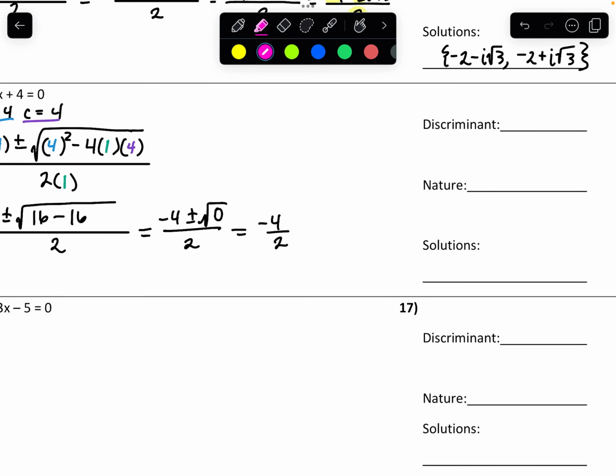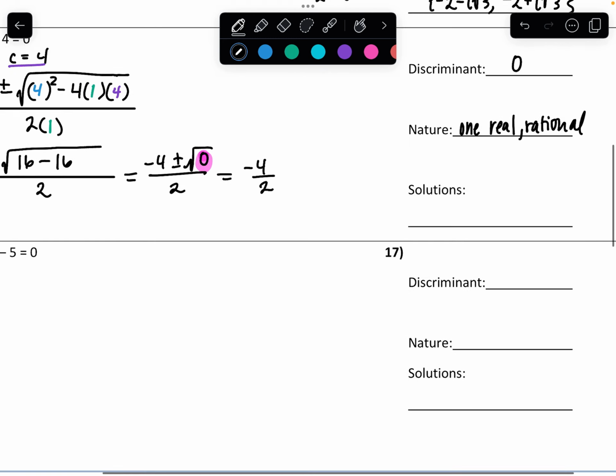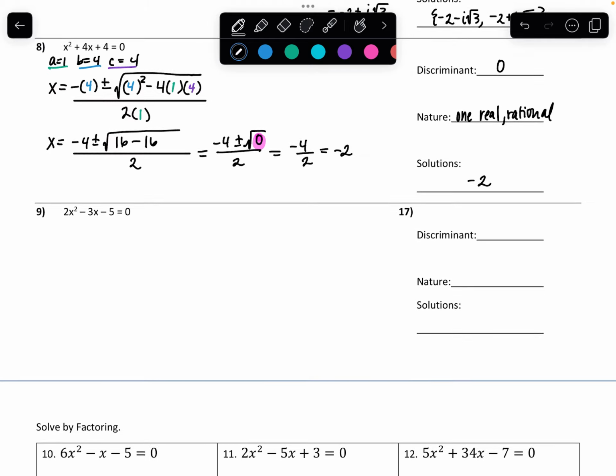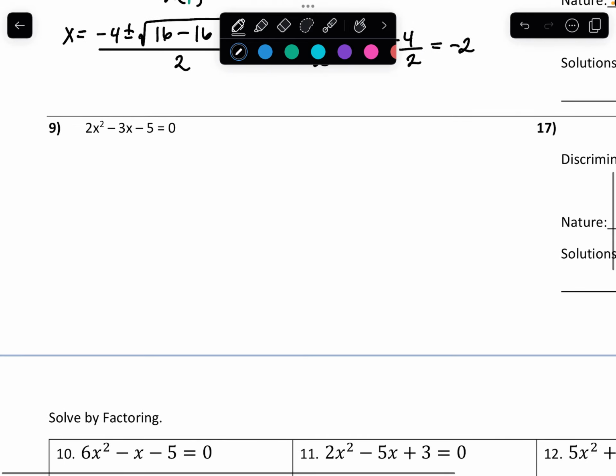And so whenever your discriminant is 0, you're going to have one solution that's real and rational. It's always going to be a real rational number. In this case, it's -2.